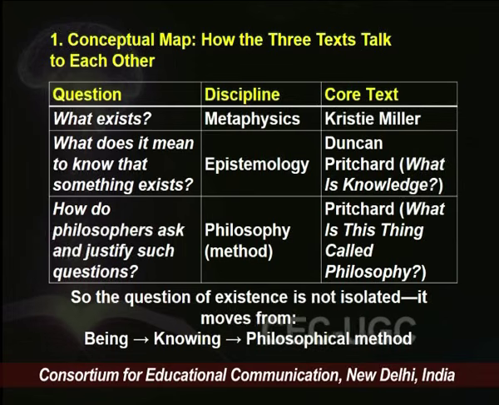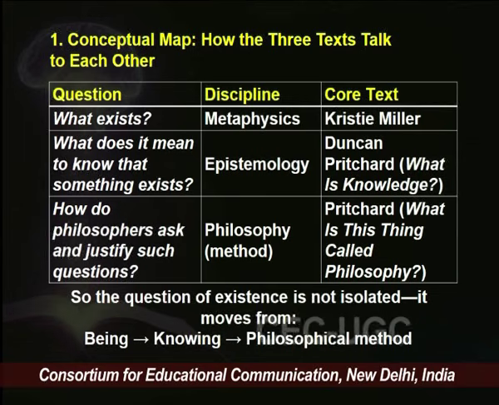Now, we must understand what the question of existence is really about and how we tackle it quickly. Christy Miller would say, what is metaphysics; Duncan Pritchard, what is knowledge; and further something like What Is This Thing Called Philosophy, the references that we would be referring to. Now, if we look at the PPT that is being displayed here, we would see the conceptual map, how the three exist and talk to each other.